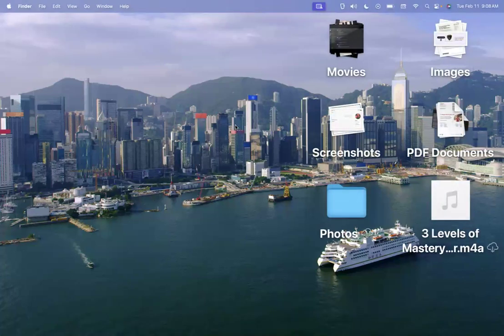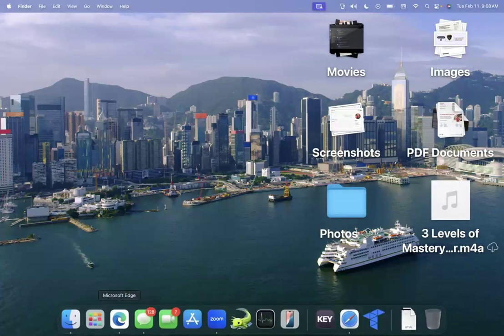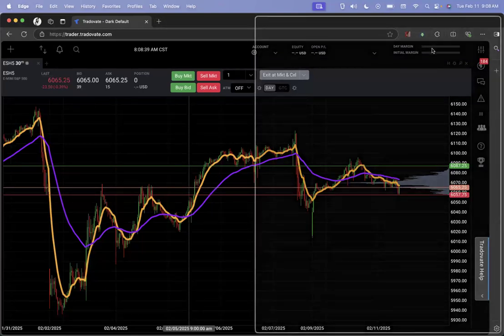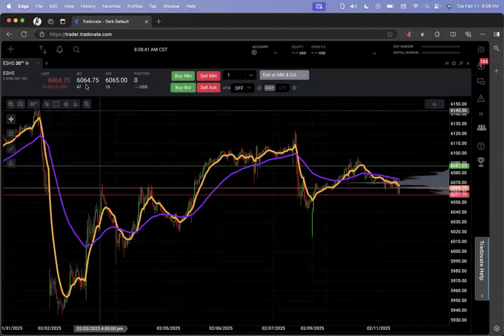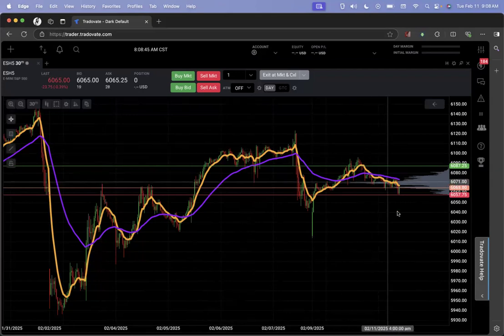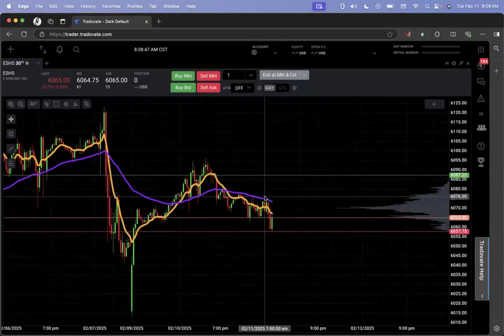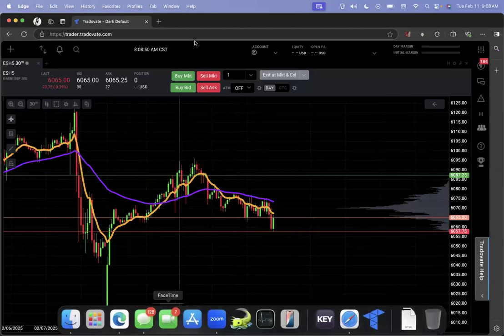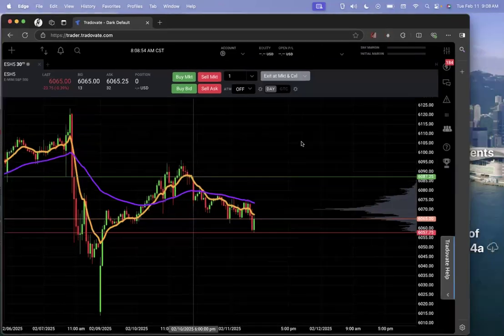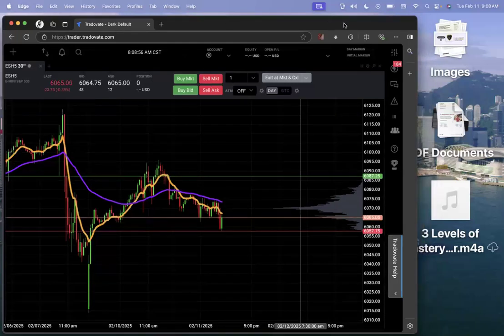All right. Can you guys see my screen? You guys see Trade Ovate? Okay, cool. So here's what we're looking at. You guys can hear me, right? Cool.